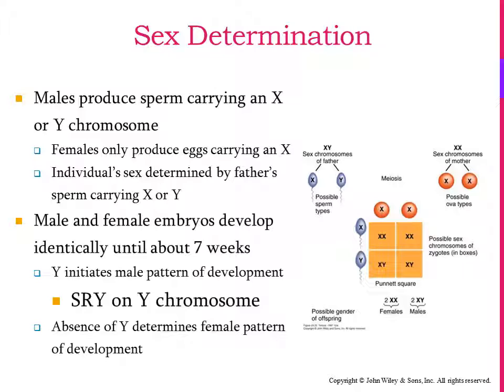Also note that during fetal development or embryonic development, the embryos essentially look identical to about 7 weeks, and then they suspect that genes on the Y chromosome called the SRY are responsible for the male pattern of development, and the fact that the X chromosome does not have this region leads to the female pattern of development.